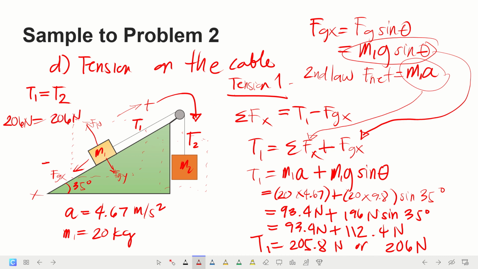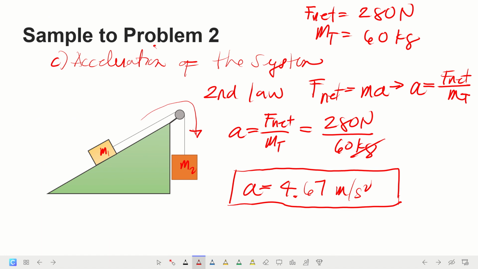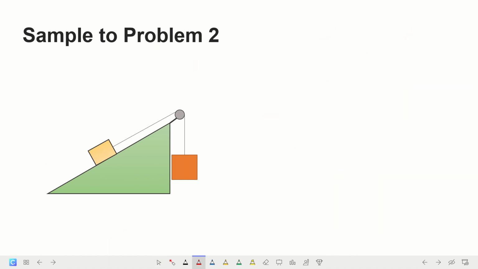But let us prove that they are equal. So at least dapat yung value ni tension number 2, kapag sinolve natin siya, dapat close siya sa value ni tension 1. If not equal, dapat close yung value to the value of tension 1. So let us solve for tension number 2.